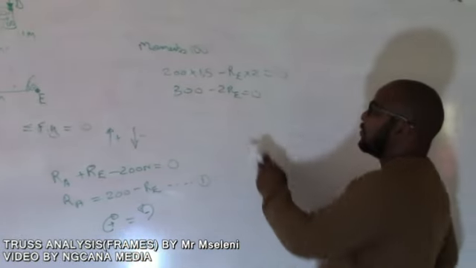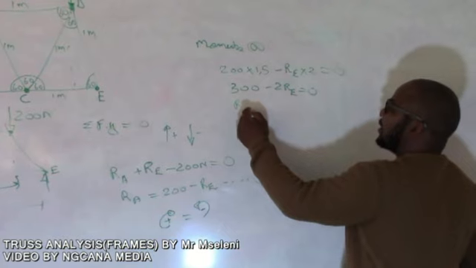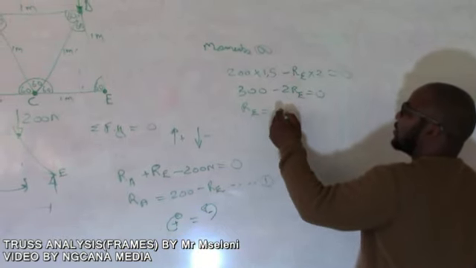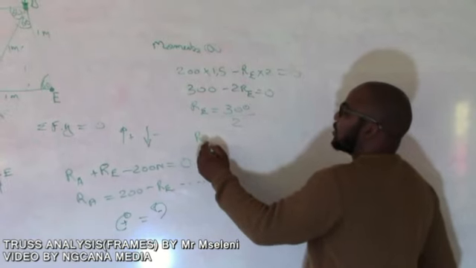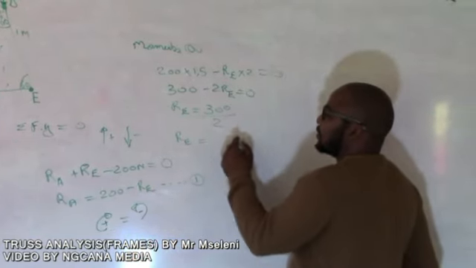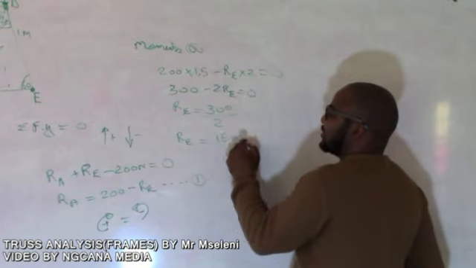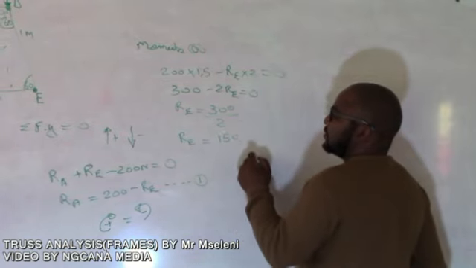Therefore, you simplify for RE. Your RE is equal to 300 divided by 2. Therefore, your reaction at E is equal to 150 newtons.